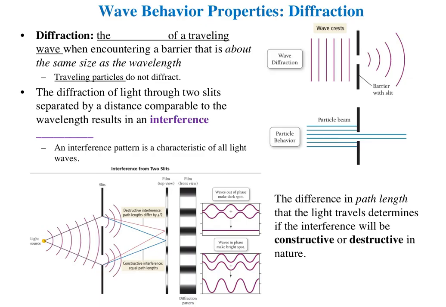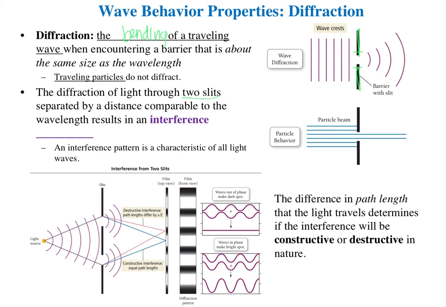Adding on to the concept of wave behavior and that interference, we get diffraction. So diffraction is the bending of a wave when it corresponds to a barrier that's about the same size as the wavelength. So when we shine some light at a little corner here, so here we have two barriers with a little slit, when the waves go through, then we'll get some diffraction, so some bending.